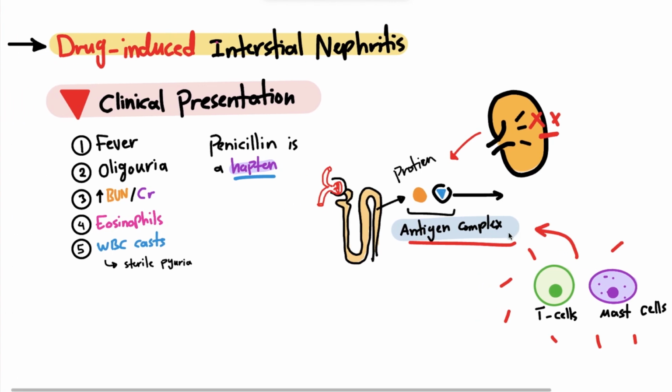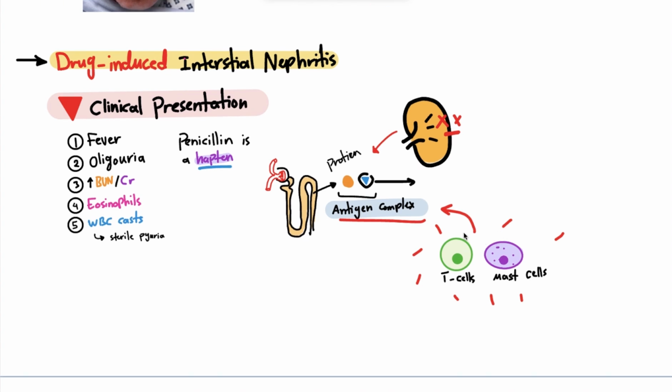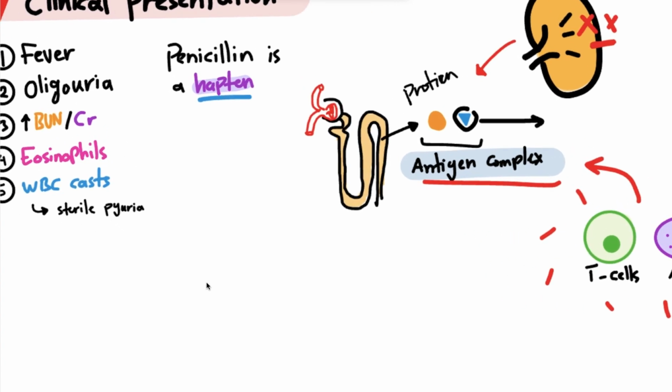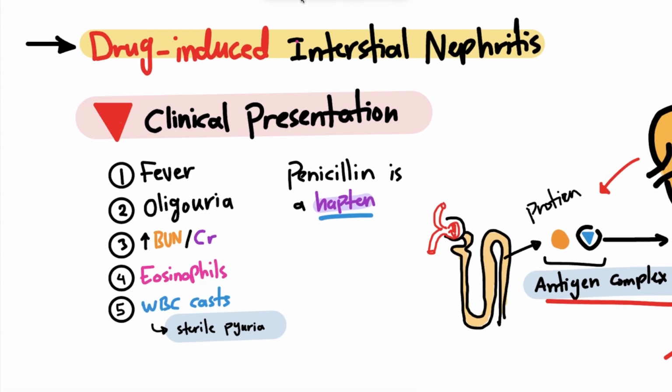So we have the so-called drug-induced interstitial nephritis, and it typically presents with specific clinical presentation, including fever, oliguria, and because we're not filtering, the BUN and creatinine ratios can increase, eosinophils are going to be found in the urine, and WBC casts. However, this is not an infection. The WBC casts here, we see them in a sterile urine. The cause is a drug. It is the penicillin, not an infection.